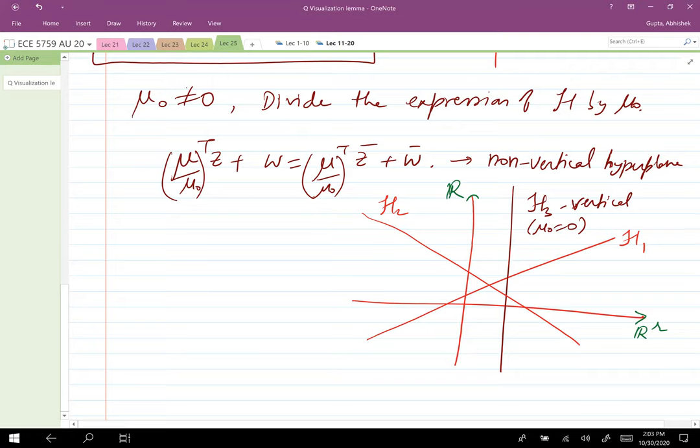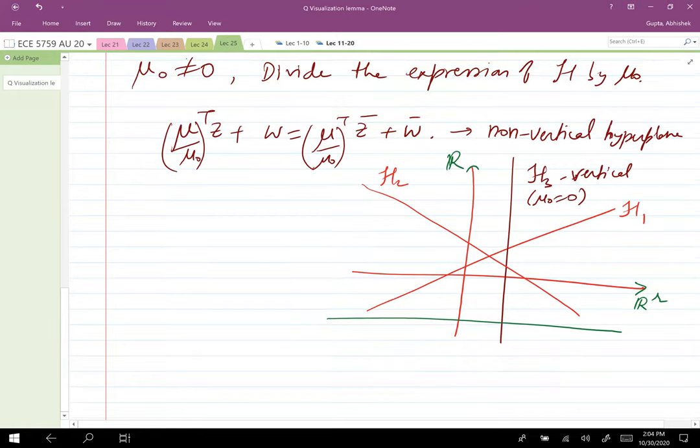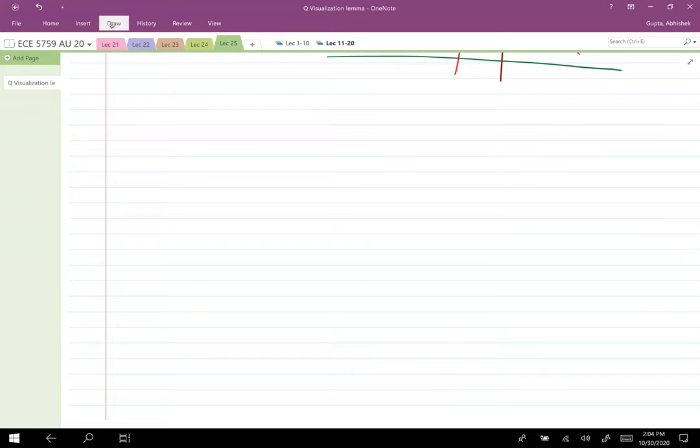If you have any questions, please ask me now. Okay, is the difference between vertical and non-vertical hyperplane clear? A vertical hyperplane looks parallel to the y-axis where mu naught is equal to zero, whereas a non-vertical hyperplane would appear slanting, or it could even be flat. So this is also a non-vertical hyperplane. But a vertical hyperplane will look like this, H3. Okay. If there are no questions, let's delve a little deeper into this hyperplane business.